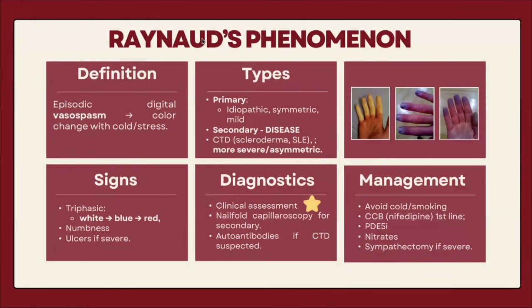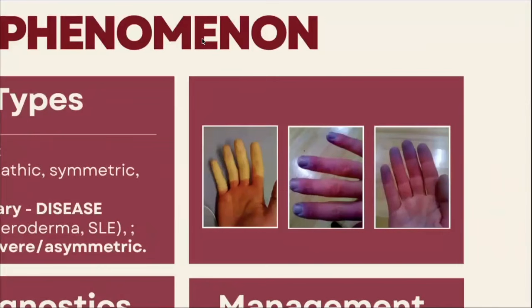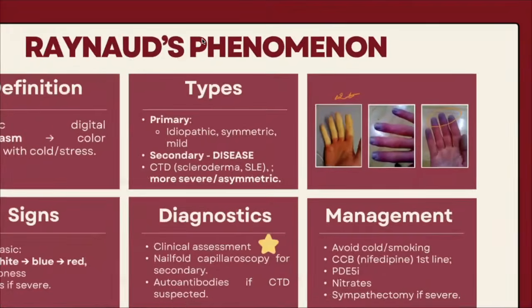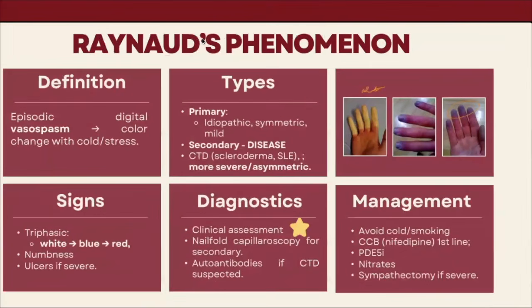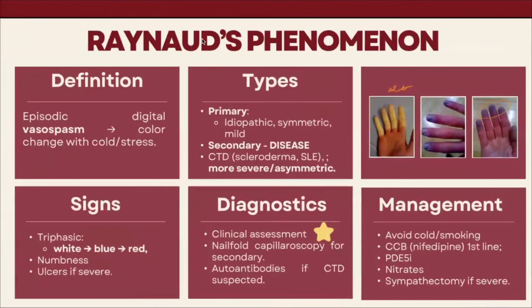usually most of the time, and this can cause color changes. So as you notice here, it might turn white first of all, then reddish, and then completely bluish if it's not getting restored in time. Now, usually you can have idiopathic, which means there's no known cause, and it'll be symmetric. It can be in both hands, and it's very mild. It won't cause any functional problems later on, and it'll go away on its own.